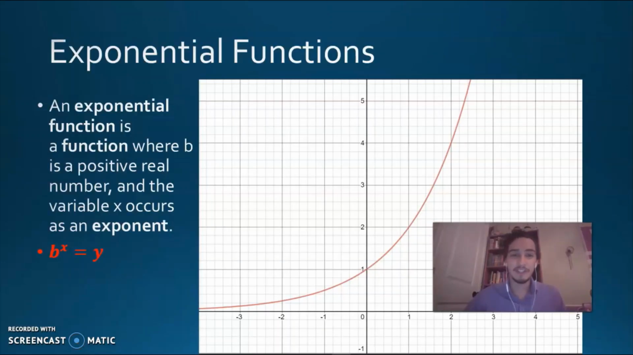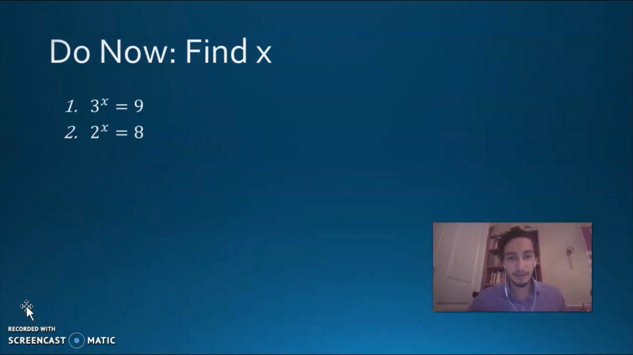So an exponential function is a function where b is a positive real number and the variable x occurs as an exponent. In this case, we have b raised to the power of x is equal to y, and we can see that represented here graphically. So for your do now, I want you guys to try finding the exponent x for these two problems. Take a minute and pause the video if you need.